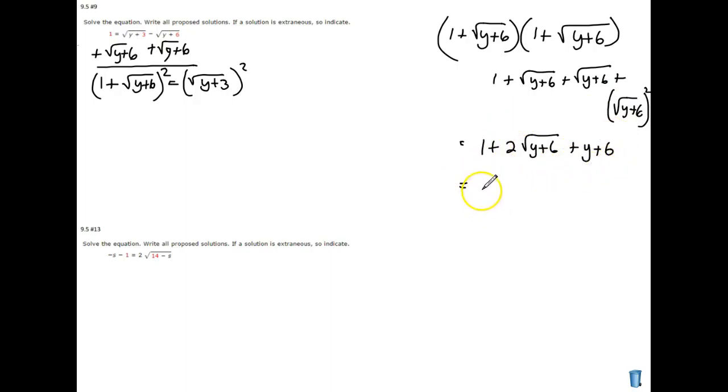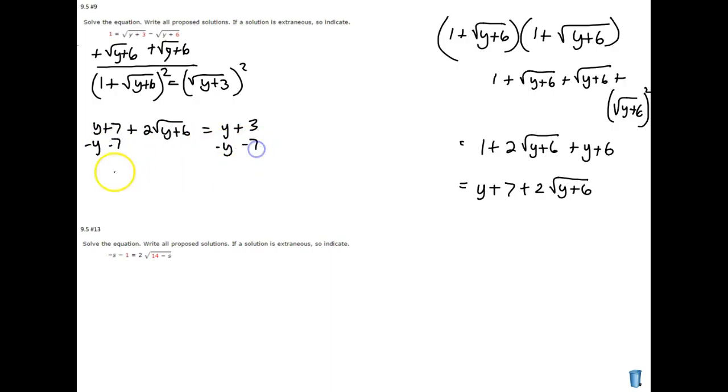Well, if you're simplifying, I would like to write this as 1 plus 7, because the 1 and the 6, plus 2 square roots y plus 6. Okay? That is this side of your equation. Y plus 7 plus 2 square roots of y plus 6. On this side of your equation, the square root, the square cancel, and you get y plus 3. So just like before, I'm going to get that second radical by itself. And I have 2 square root y plus 6 equals, my y's cancel, -4.